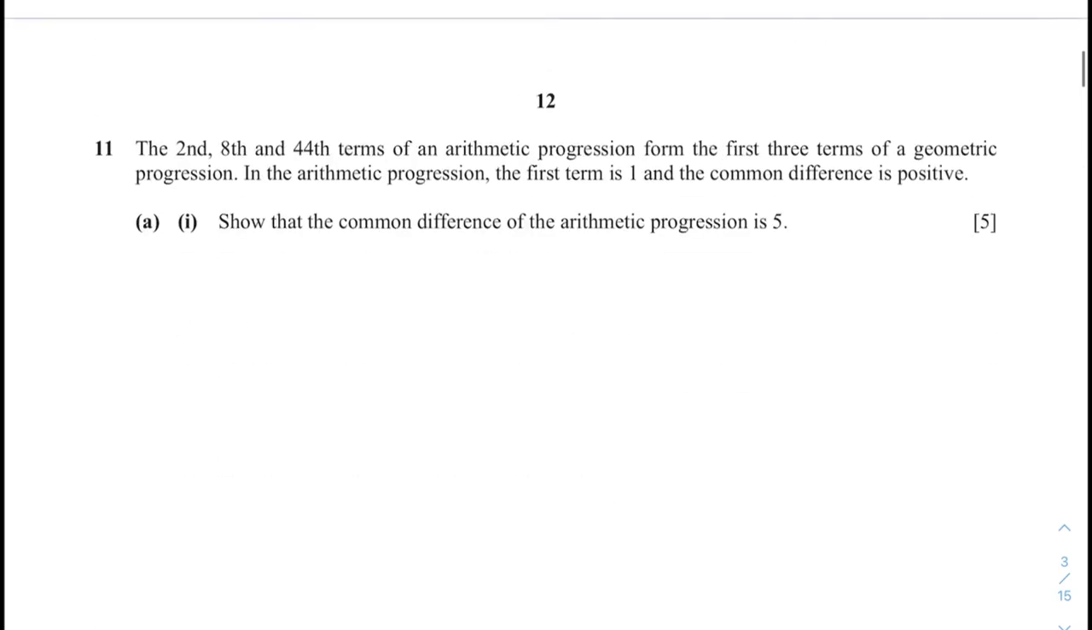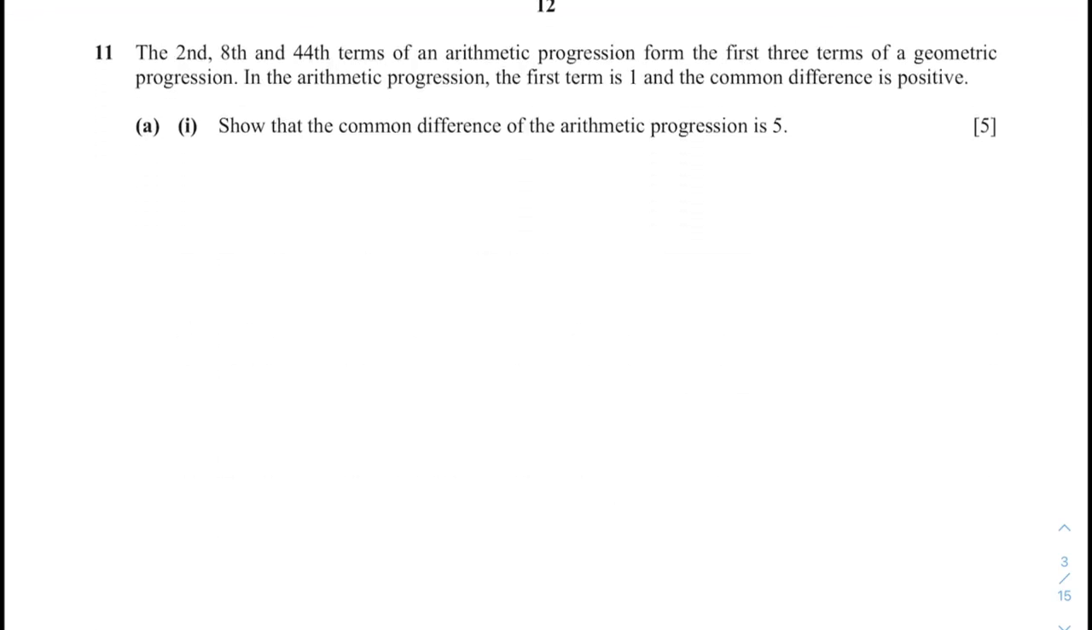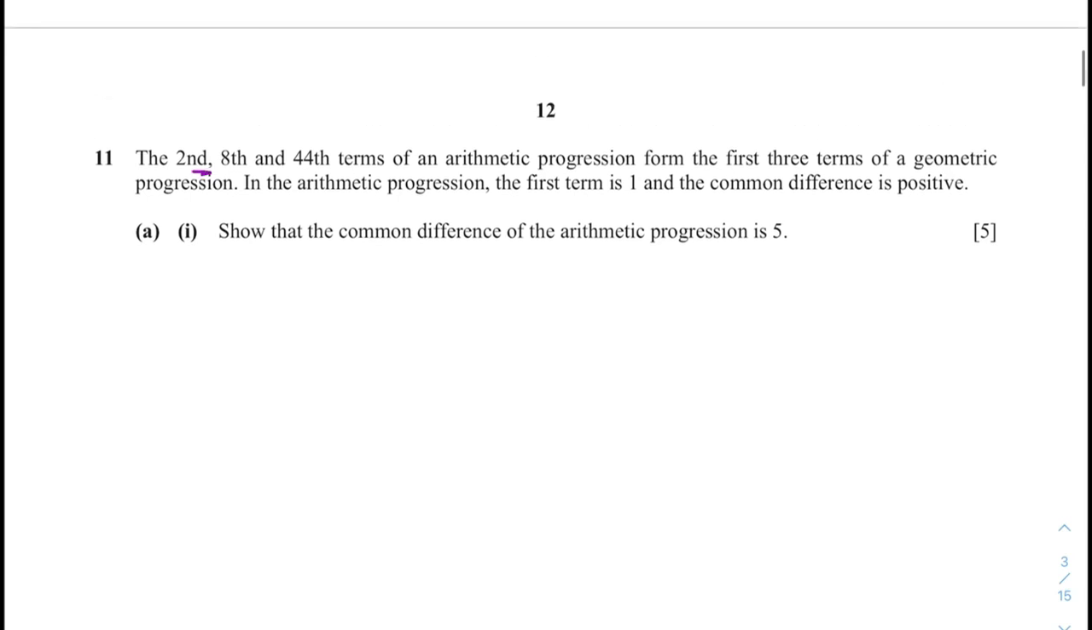All right. So this is May/June 2021, paper 2-1. What do they want us to do in this problem? They said that the 2nd, the 8th, and the 44th terms of an AP would form the first 3 terms of a GP. So how do we go about it? It says that in the GP, the first term is 1, and the common difference is positive. Okay, these are things we can keep in mind, right?